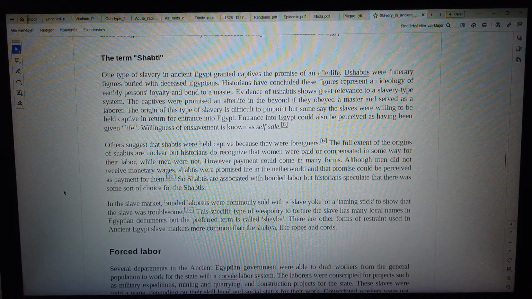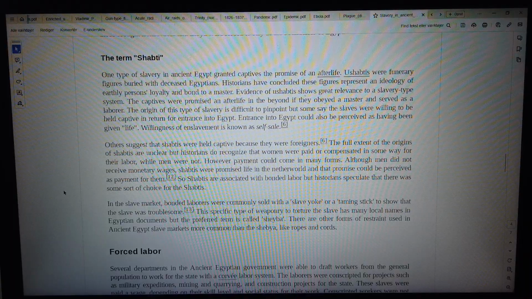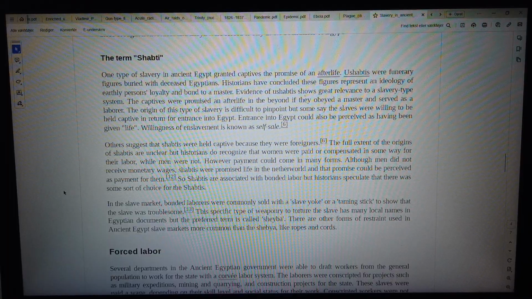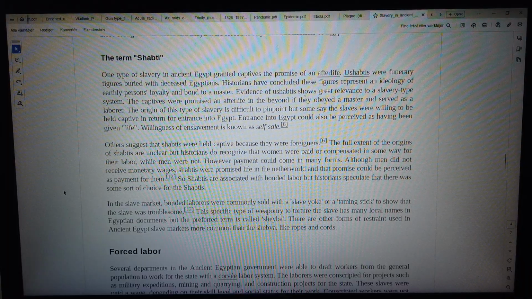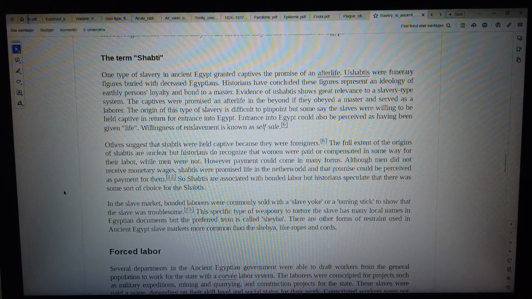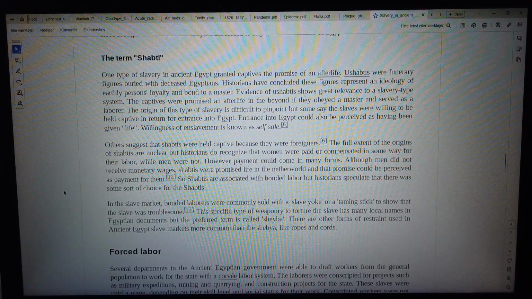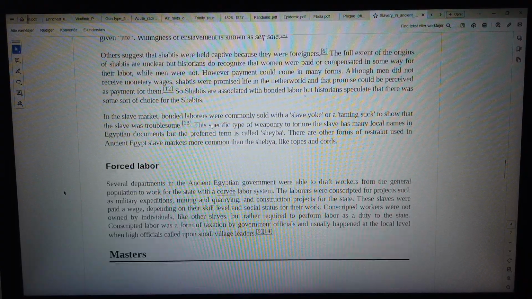The origin of this type of slavery is difficult to pinpoint, but some say the slaves were willing to be held captive in return for entrance into Egypt. Entrance into Egypt could also be perceived as having been given life. Willingness of enslavement is known as self-sale. Others suggest that Shabti were held captive because they were foreigners.